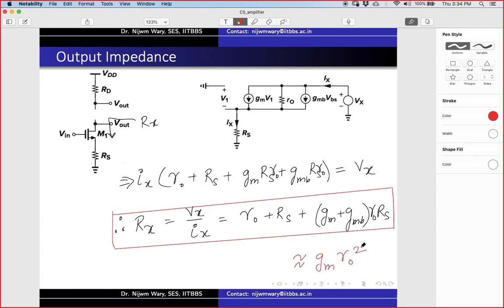Any questions on this point? Are you able to follow this one? Yeah. So why Ro square, sir? Sorry, why Ro square, right? So assuming that Rs is close to Ro, right?